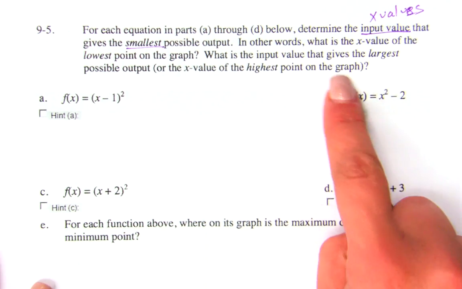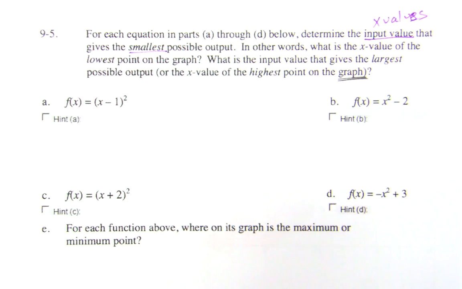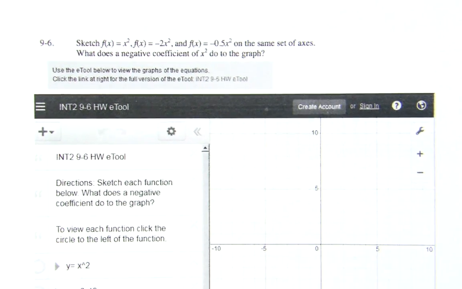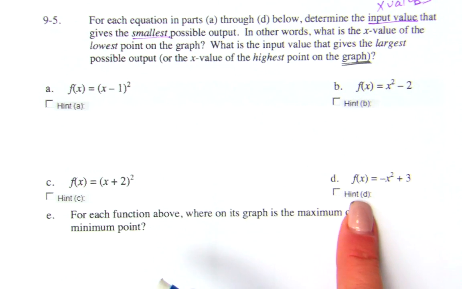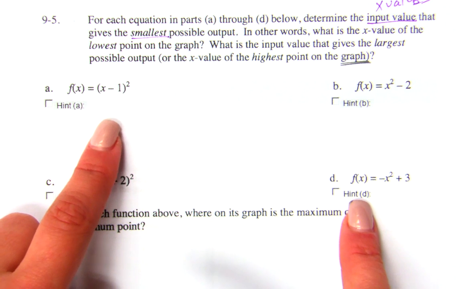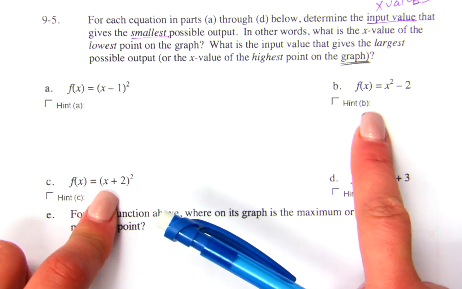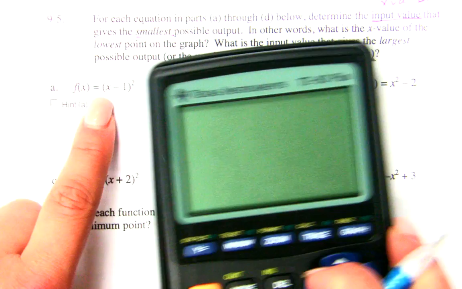So it does say graph, right? So my advice is to actually graph them. If you don't have a graphing calculator, problem number 6 actually does come with an applet that will let you graph, and you can put some of these in there. But I'm going to do A and D, and then B and C you're going to have to do on your own.